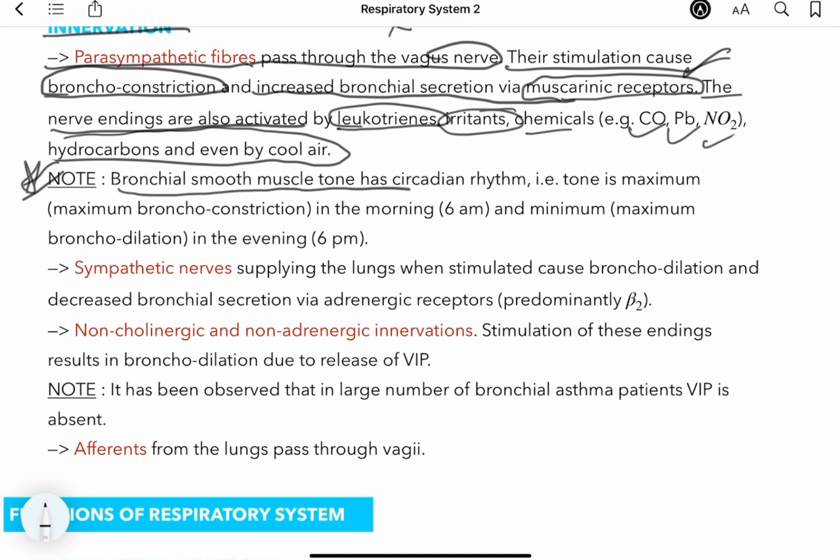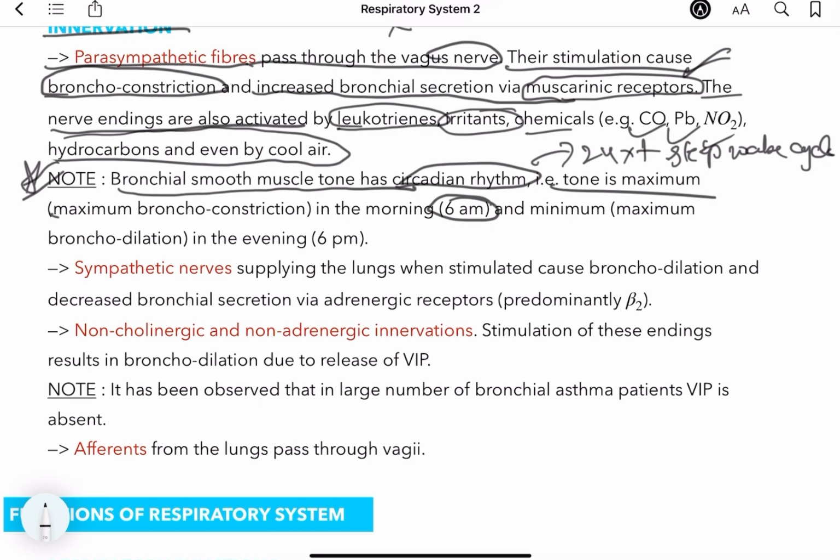Now note, remember, okay? Bronchial smooth muscle tone has a circadian rhythm. Circadian rhythm means the 24-hour sleep-wake cycle. The tone is maximum in the morning at 6 am, that is maximum bronchoconstriction, and minimum, that is maximum bronchodilation, in the evening at 6 pm, that is the opposite. When there is maximum bronchoconstriction, at that time there is minimum bronchodilation. When there is maximum bronchodilation, at that time there is minimum bronchoconstriction, that is 6 am to 6 pm.